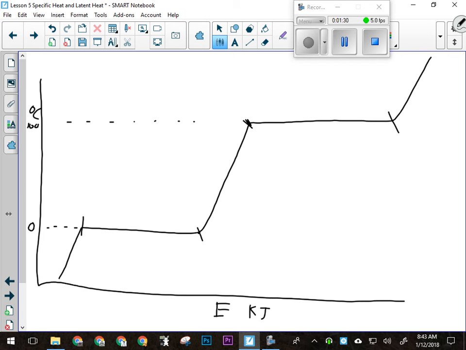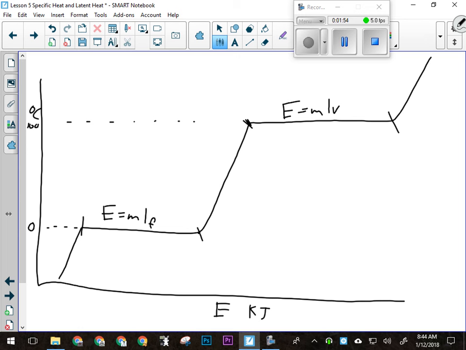Anywhere where the line is flat, what kind of thermal energy are we changing? Potential. Yeah, we're changing the potential thermal energy whenever we change state. That's why we use these formulas here: E equals mLf and E equals mLv. So we're in a state change, we're changing the potential thermal energy.